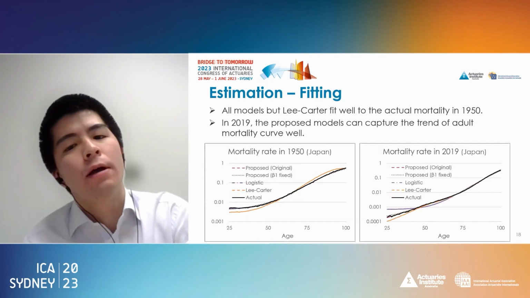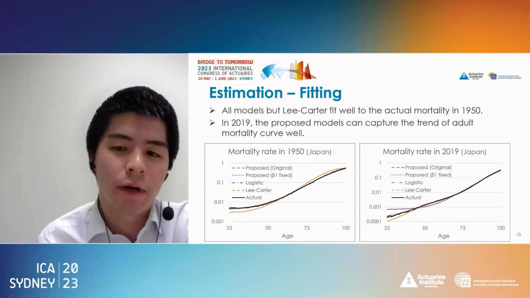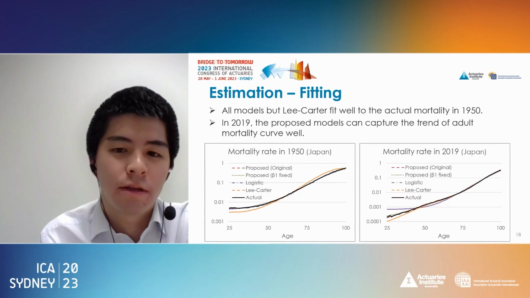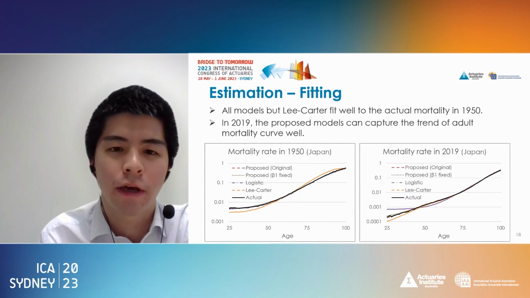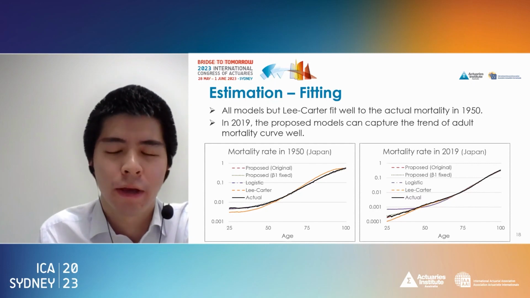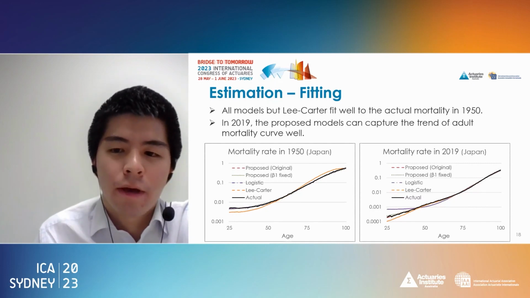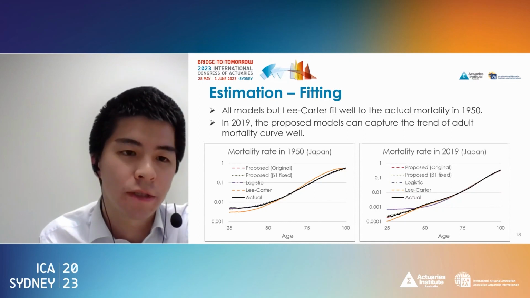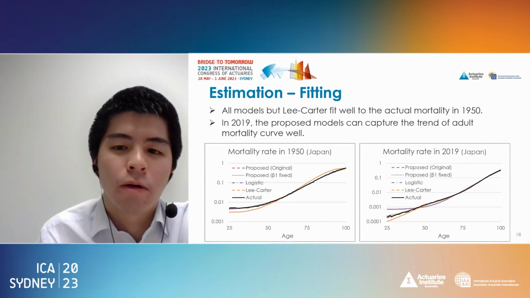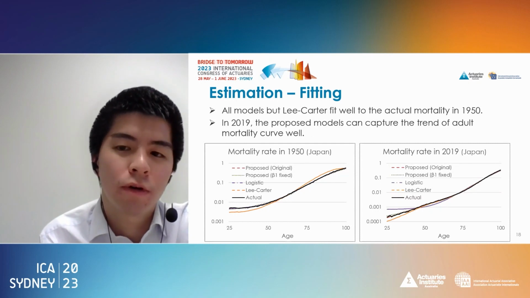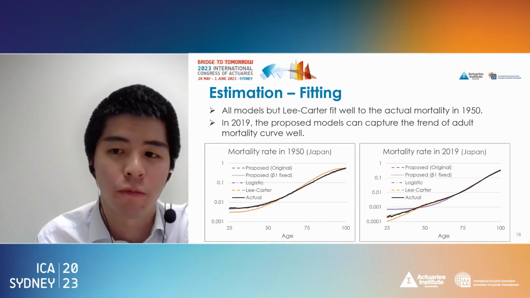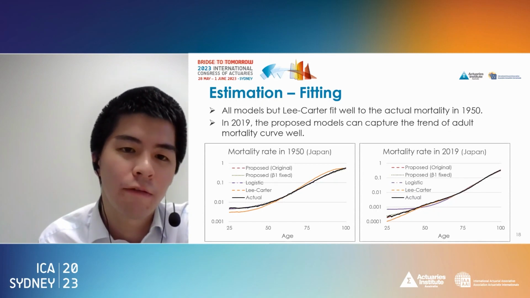Okay, now I'll compare the fitting performance of the several mathematical models. Two graphs represent the estimated and actual mortality curves in 1950 and 2019. In 1950, all models except for Lee Carter show pretty good performance. On the other hand, in 2019, only both versions of the proposed model seem to keep high-level performance.